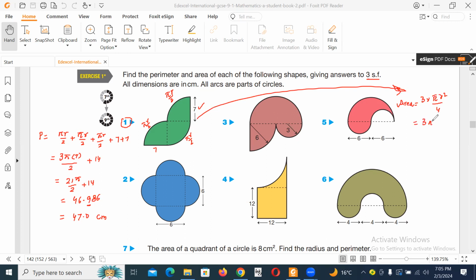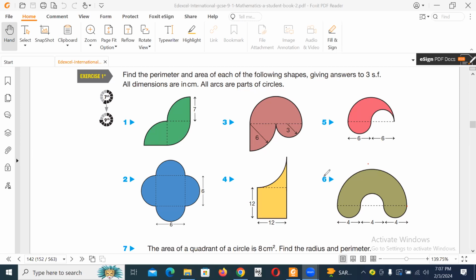And we know the value of r, which is 7 squared. The next step is 3 pi times 7 multiplied by 7, 49, over 4. If we check in the calculator, 3 multiplied by pi multiplied by 49, divided by 4, is equal to 115.45. So to three significant figures, it is 115 centimeters squared. Hope it is clear.